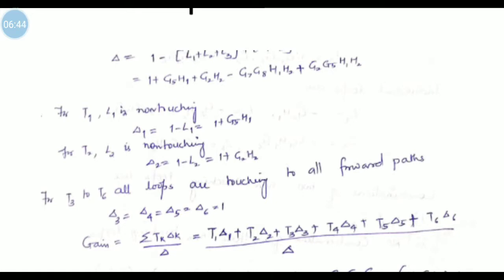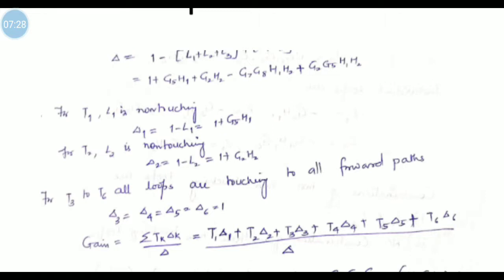Then for T1, L1 is non-touching. So delta 1 is 1 minus L1, which is 1 plus G5H1. For T2, L2 is non-touching. So delta 2 is 1 minus L2, which is 1 plus G2H2. For T3 to T6, all loops are touching all forward paths. So delta 3 equals delta 4 equals delta 5 equals delta 6, which is 1.